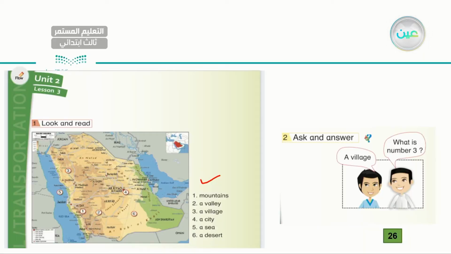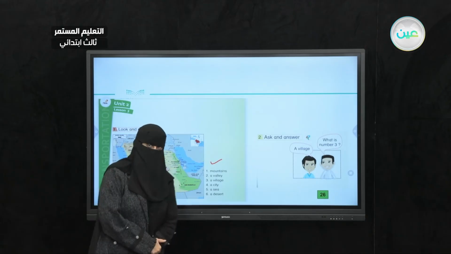What is number 3? Like this boy is asking his friend, what is number 3? It's a village. Now what's number 6? Now you will be looking for number 6 at the map and point. It's a desert, and so on. I need you to do this with someone right next to you after we're done with this class, okay?